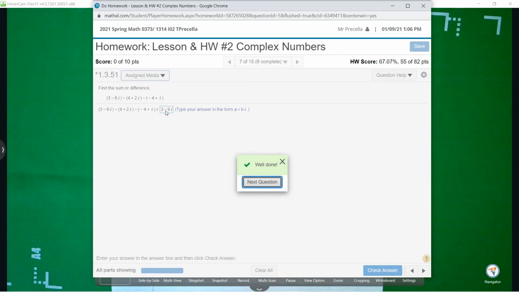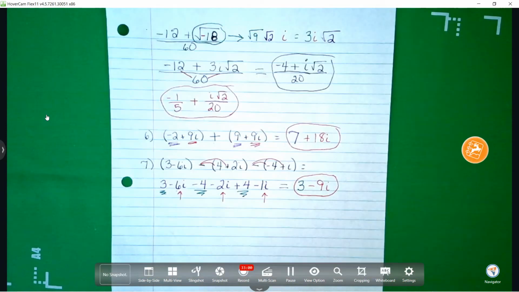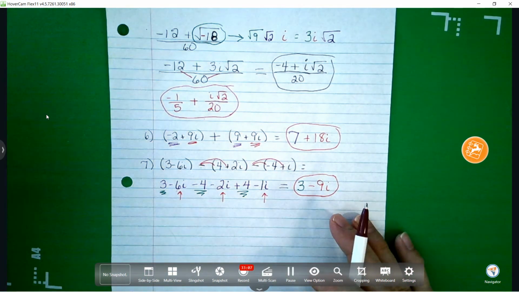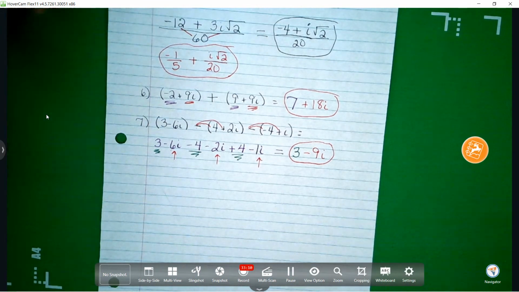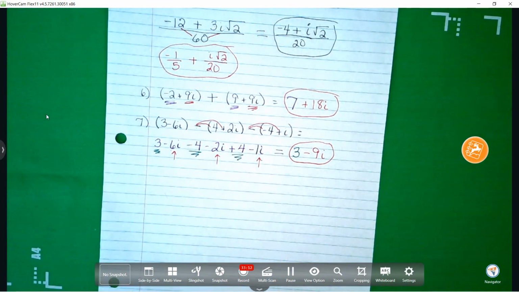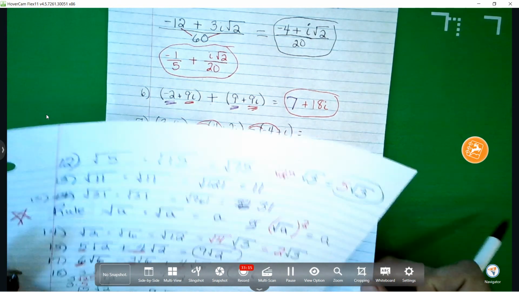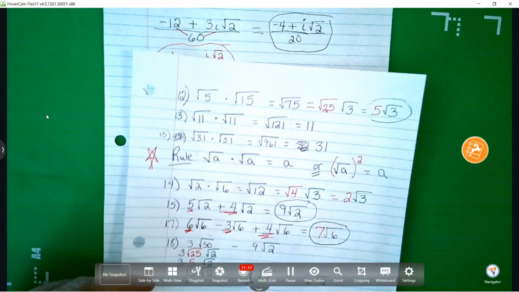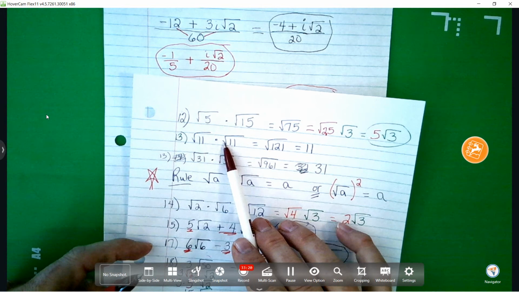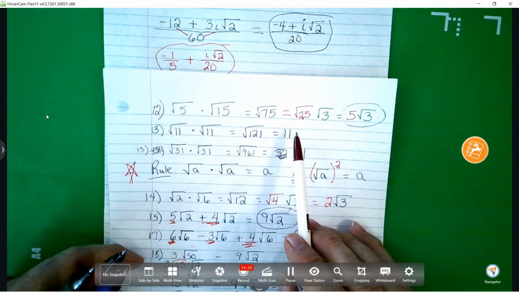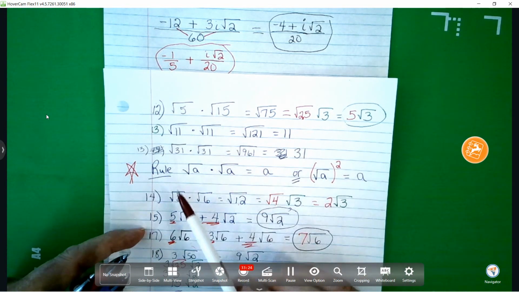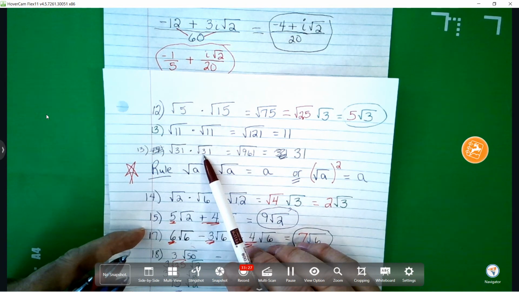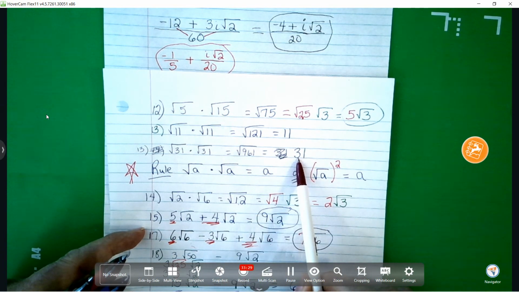Okay? So adding and subtracting complex numbers isn't that difficult. We're now going to start multiplying complex numbers. But before we do, I want to make an observation. So we were discussing square roots. Remember we said something like a square root times itself, you could just say equals whatever's under the square root. Like the square root of 31 times the square root of 31 is just 31.